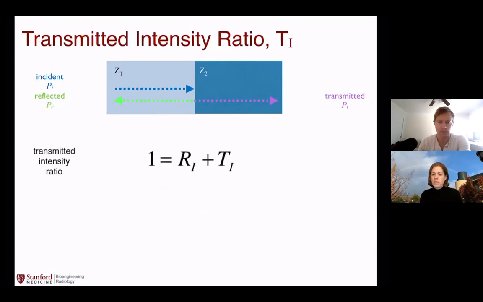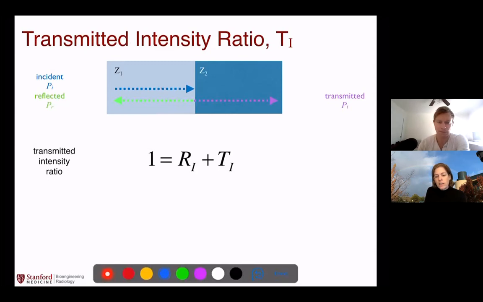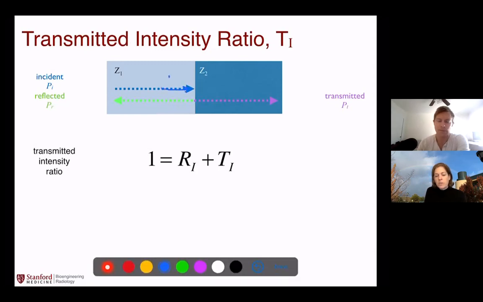Now the transmitted intensity, remember, doesn't have the same equation that the transmitted pressure equation was. And here what we see is that because power is conserved, the intensity coming in, which we define as 1, is equal to the sum of the reflected intensity and the transmitted intensity. So what happens at one point is equal to the sum of the other two at a later point.